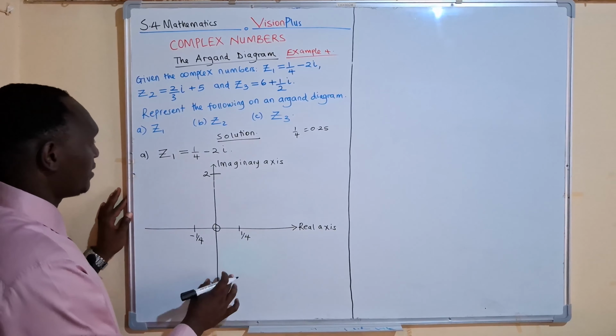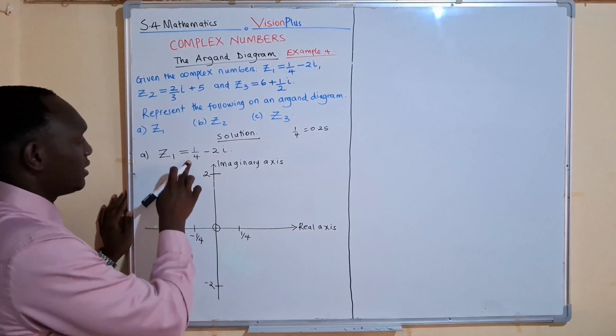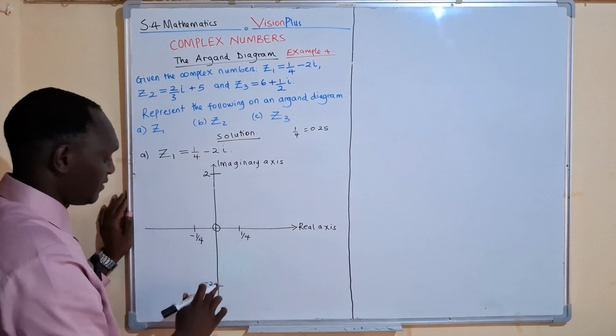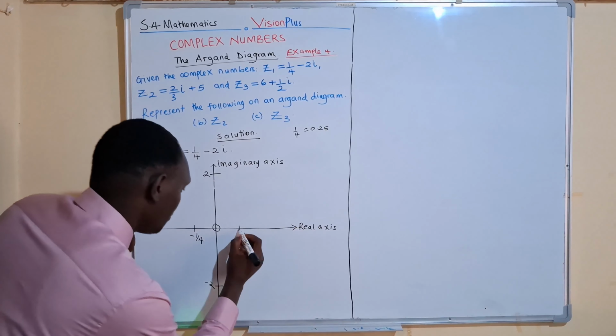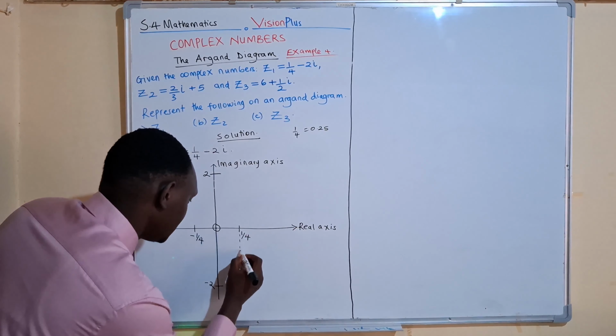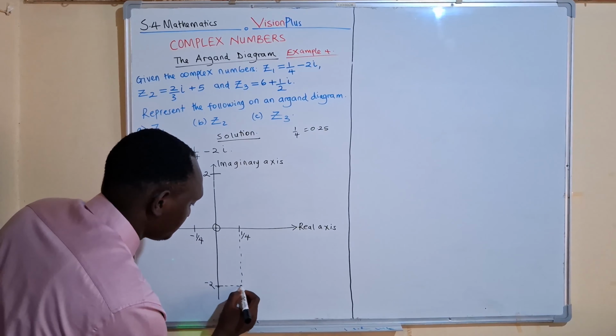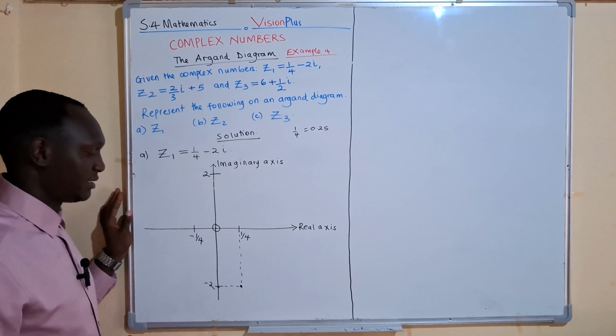Now, from here you are done. On the real axis, you have 1/4, which is here. On the imaginary axis, you have negative 2, which is here. So what do you do? You just come and get where they are coming to meet. Let's get the point of intersection, approximately somewhere here. And then you come and mark it there.